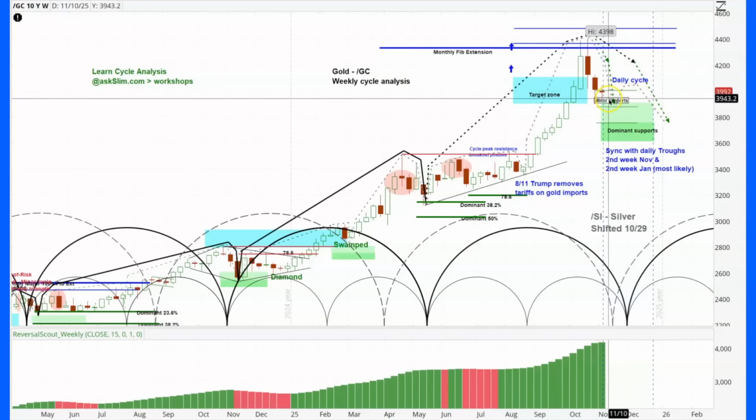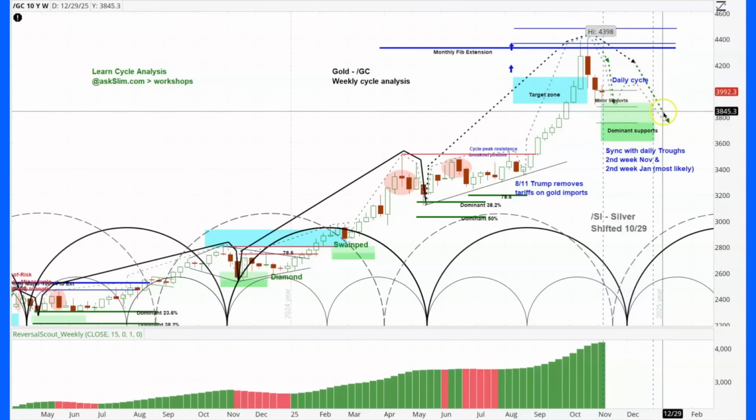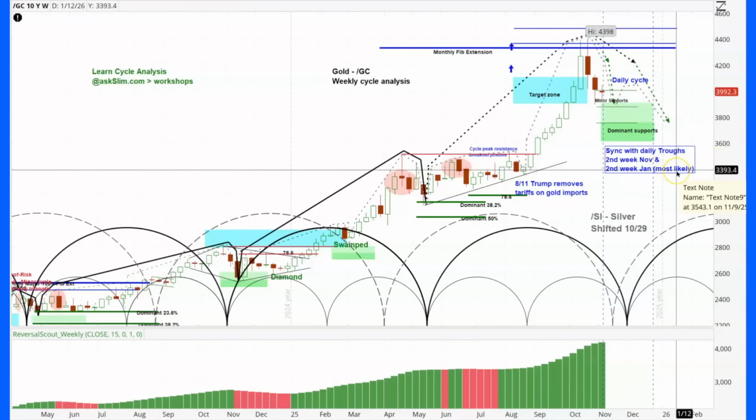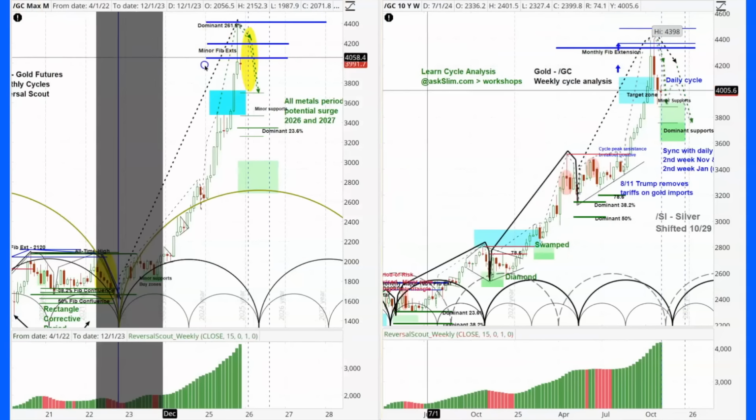Right now, what we're looking at is a potential for a bottom to come in here in the next week or two, and then a rally, and then come down again. That's the way that syncs with the daily patterns that we're looking at. So all of this is part of this bigger corrective period that you see right in here.